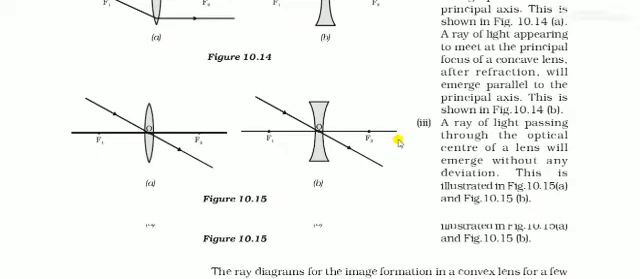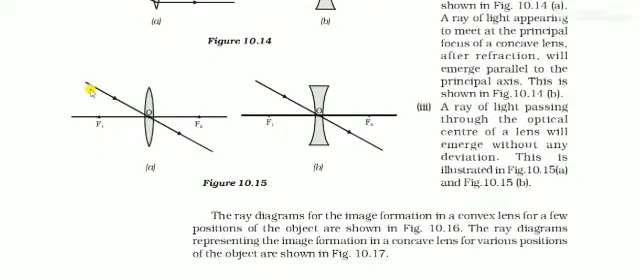Now come to the next rule. In mirror, what we have learned: when the ray of light passes directly through the center of curvature, it will return along the same path. Now see, in case of lenses, when the ray of light passes through the optical center, O here is the optical center, it will continue along its same path. So it will always form a straight line.